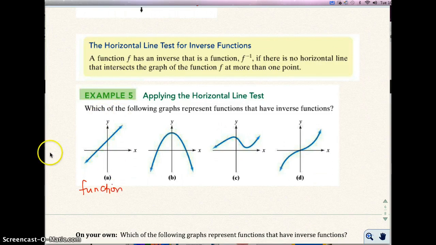Does it have an inverse? We're going to run a horizontal line through it. It only touches 1 point, so it has an inverse. This is a function because it passes the vertical line test.